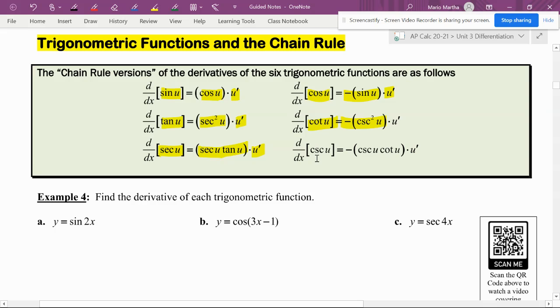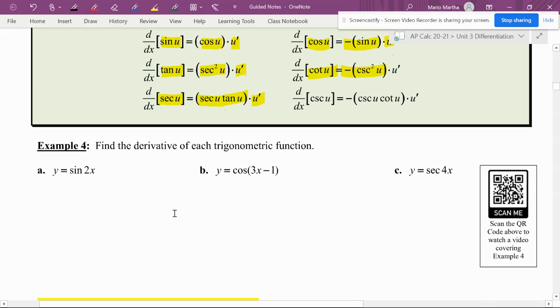So now we're going to see how we're going to apply these. Again, we're still using the same process, right? We're identifying the internal function and the external function. Now, in the following examples, the external functions happen to be the trig functions, right? Sometimes it's backwards, so you've got to be careful.